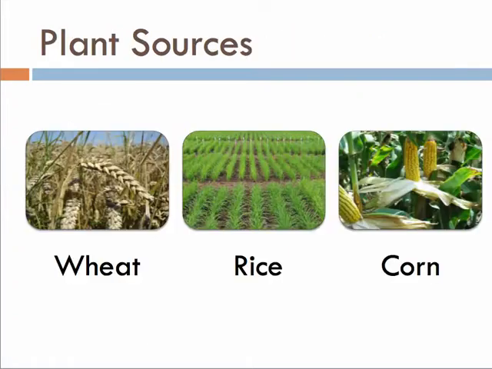Although many different crops are grown, wheat, rice, and corn dominate the world of crop production. Wheat, rice, and corn supply over half of all human calorie needs worldwide.